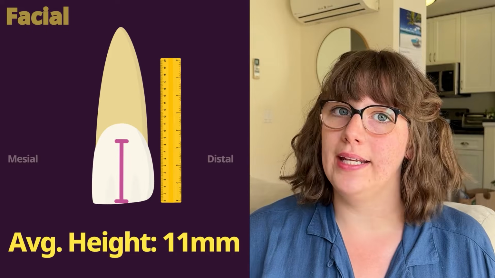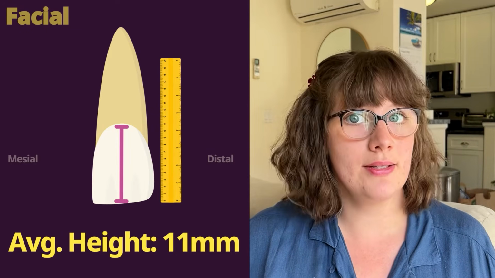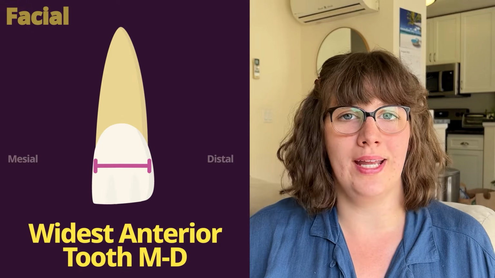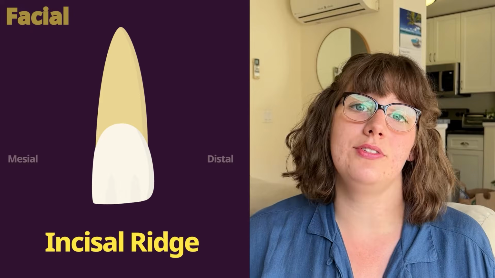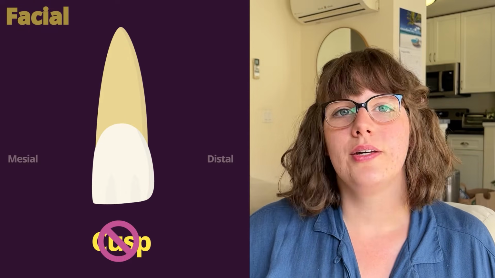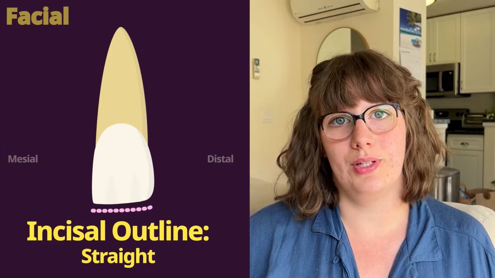The average height of a maxillary central incisor crown is 11 millimeters, and the maxillary central incisor is the widest mesial distally of all the anterior teeth. This tooth has an incisal ridge and not a cusp, so the incisal outline of this tooth is straight, with a slight sloping towards the distal.